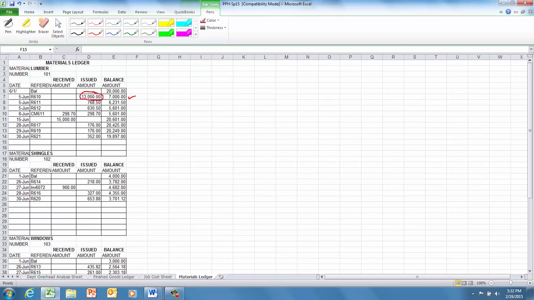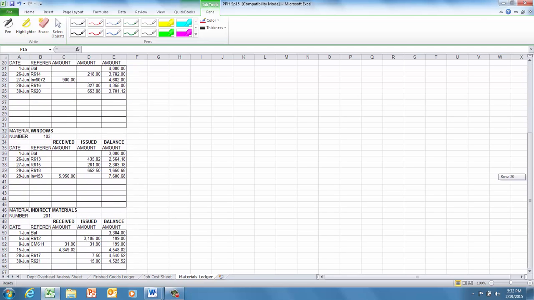Okay, so I'm going to go to the materials ledger, and that was indirect materials. So I go down and I find indirect materials, and I have the date. It was R612, and we issued 3105 of indirect materials. There was 3304, and so there's $199 left in the account.